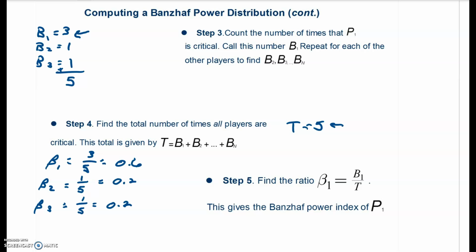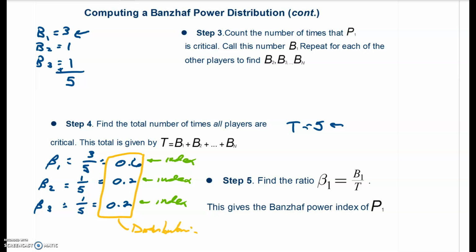So there we found the Banzhaf index for each player. These are the Banzhaf indices. So this is an index, this is an index, and this is a Banzhaf index. And when we consider them all together, that's when we have the Banzhaf power distribution. So all together is the distribution.